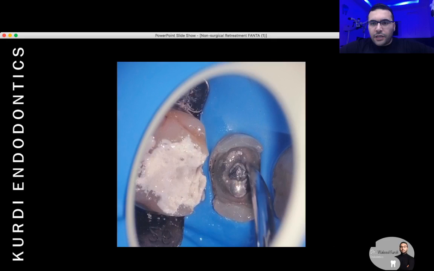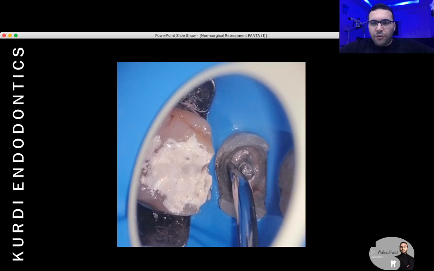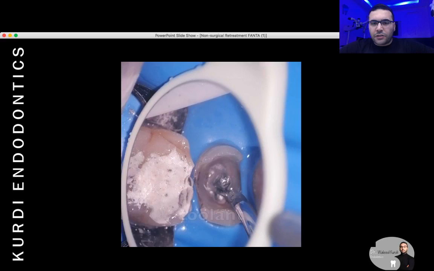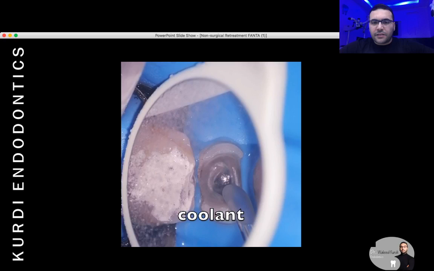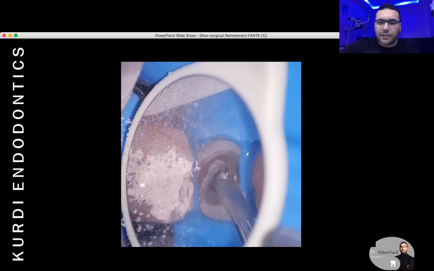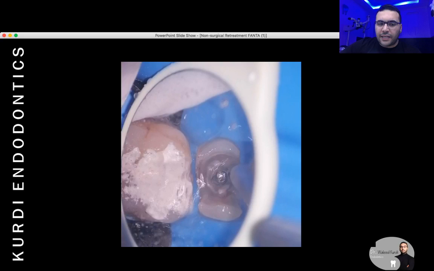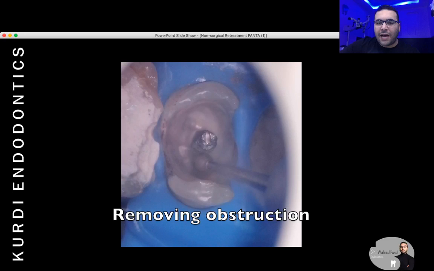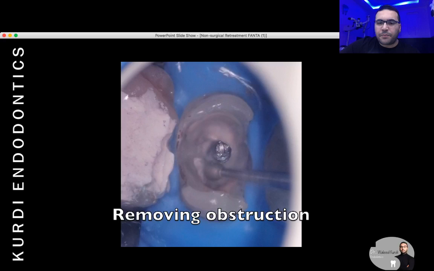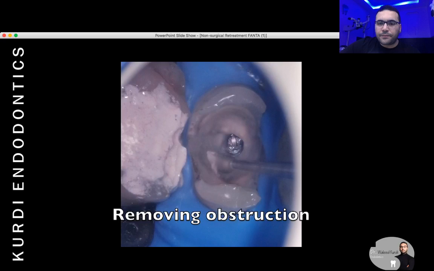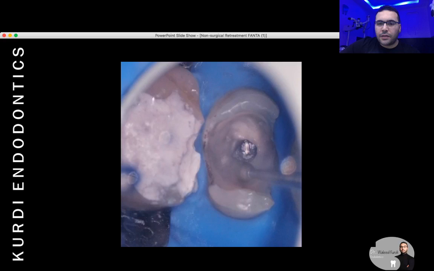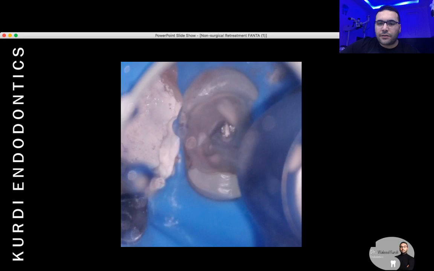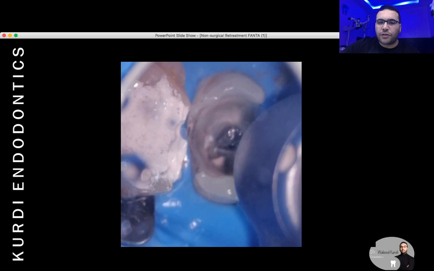We are just trying to remove the post, but because of this amalgam restoration, we cannot remove it. And as I told you, use a little bit of coolant, do not heat or overheat. Then now I'm using this high speed bur. As I told you, with coolant will be better. And now I'm starting to remove the amalgam restoration.